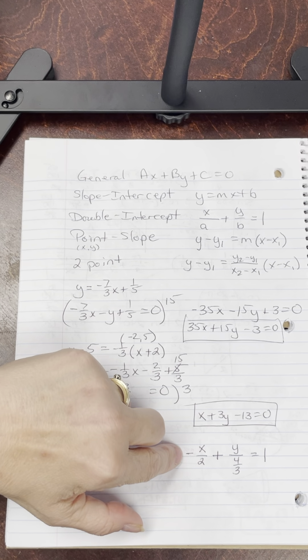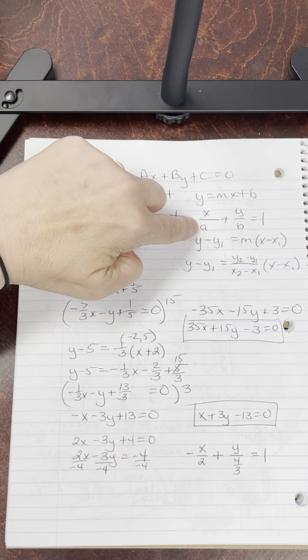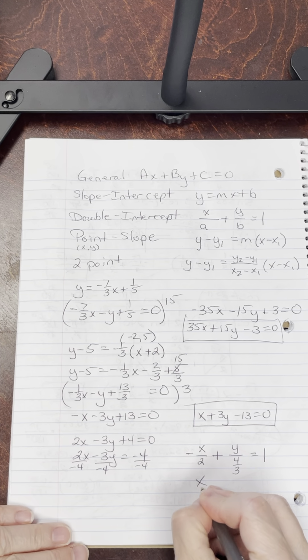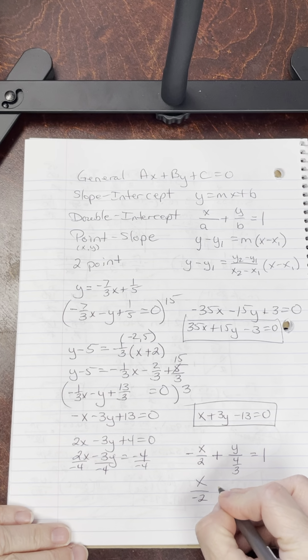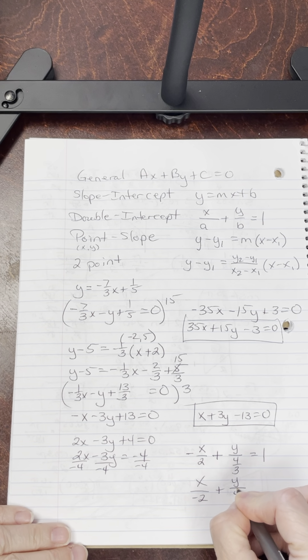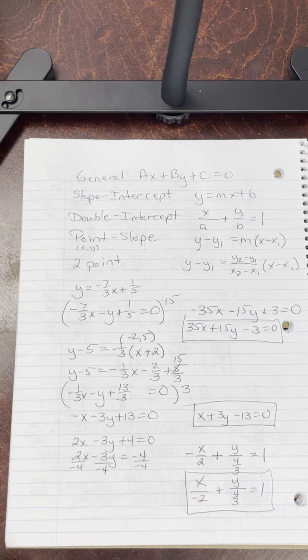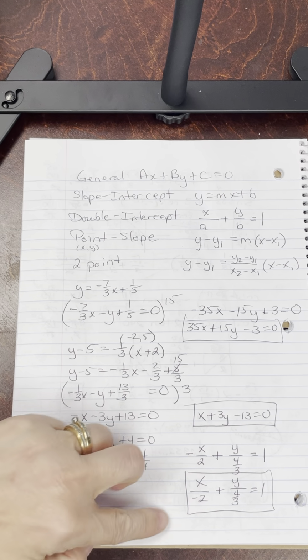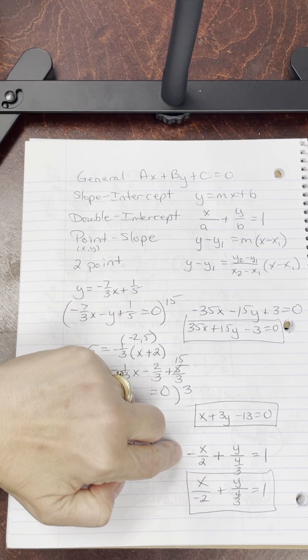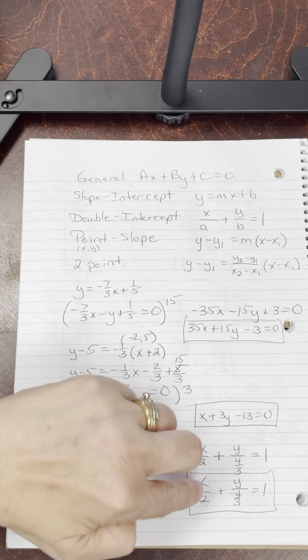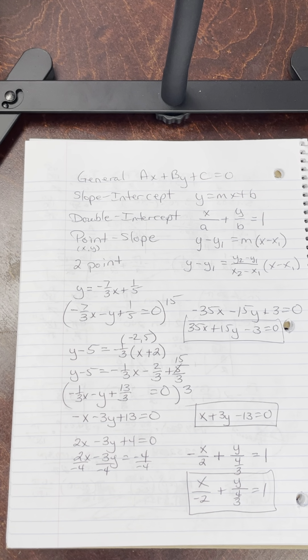Oh, and the only other thing they changed was because they had the number here at the bottom, they're actually writing this as x over negative 2 plus the y over the 4/3 equals 1, just to keep it with the number there, just keeping it clean. This is okay, but it's not clean for that format. And there's the final answer for that one.